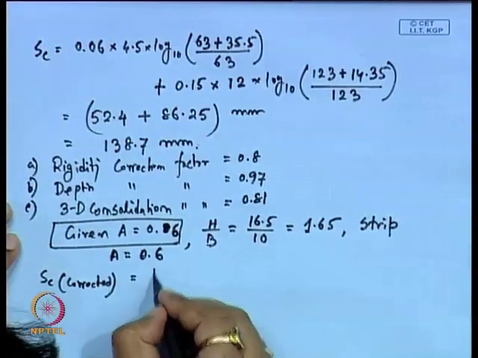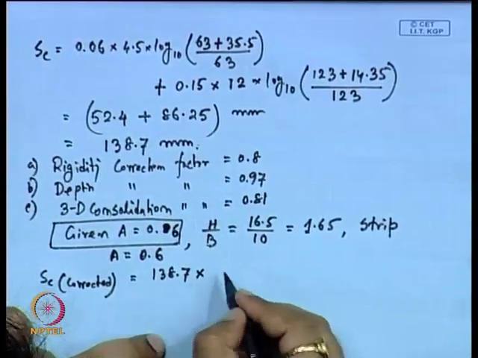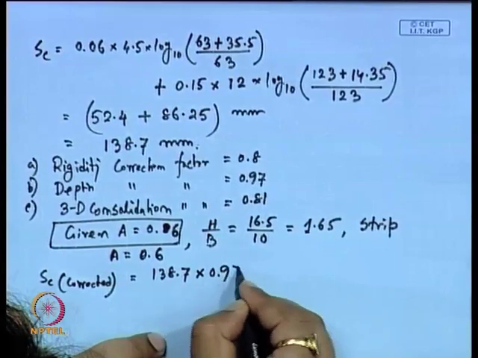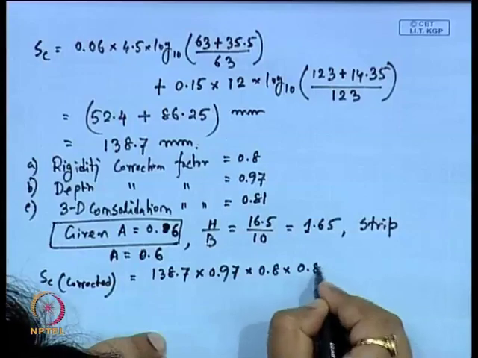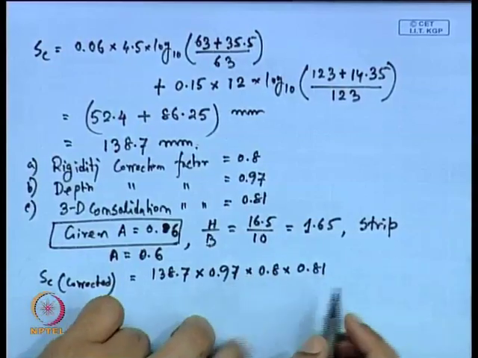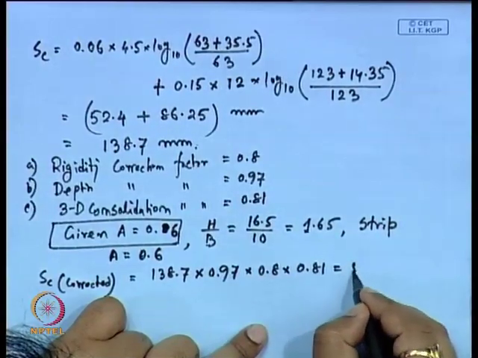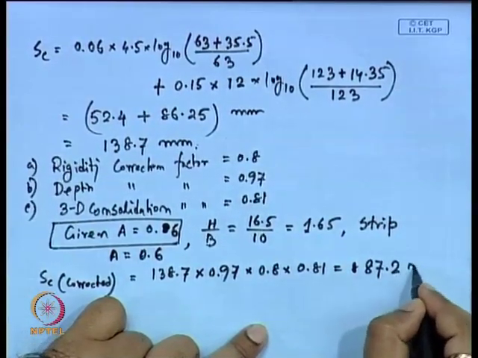S c corrected is equal to 138.7 into 0.97 for depth correction, 0.8 for rigidity correction, and 0.81 for pore water pressure correction, or this 3D consolidation correction. So, this value comes out to be 87.2 millimeter.